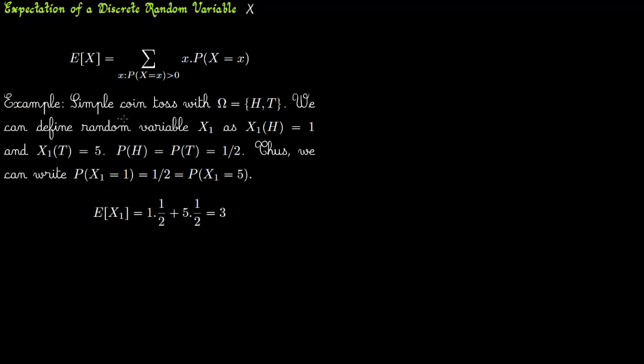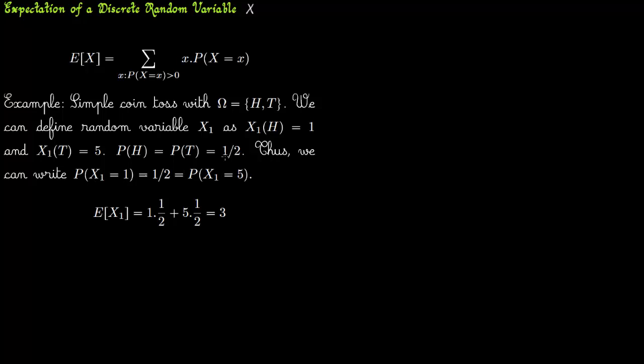Say you have an example of a simple coin toss. The sample space for a simple coin toss, say it's a fair coin toss, is just head and tail. Now you can define a random variable x1 on it. x1 acting on head, say, is 1 and x1 acting on tail is 5. This is a fair coin, so you know that probability of head is equal to probability of tail, which is half. Thus we can write that probability of x1 is equal to 1 is half and probability of x1 is equal to 5 is also half.